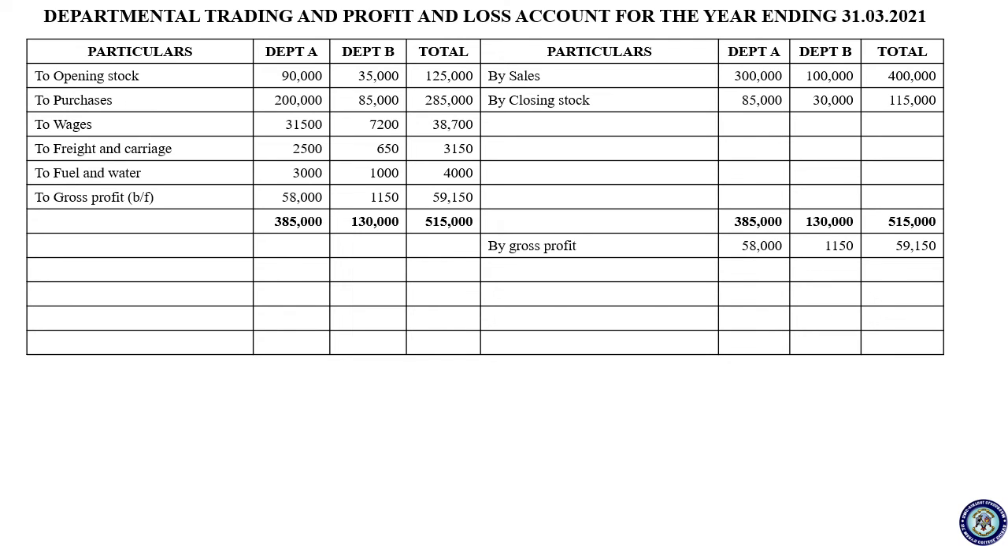Okay, so next we have to record all the indirect items. The first one is salaries and outstanding. They have given the total salary of 12,000 and the outstanding of 1,000. So the total comes to 13,000. Now you have to apportion on the basis of 3:1. So it comes to 9,750 and 3,250.